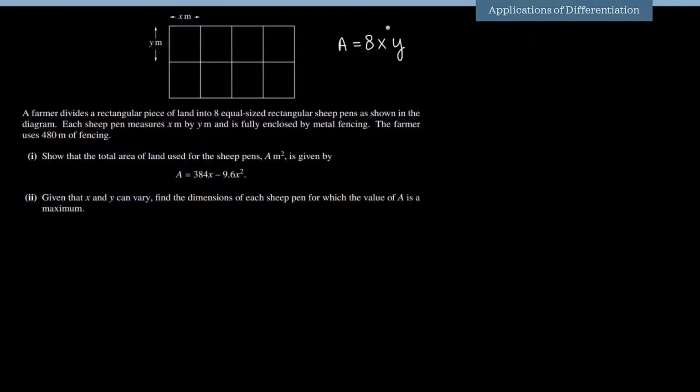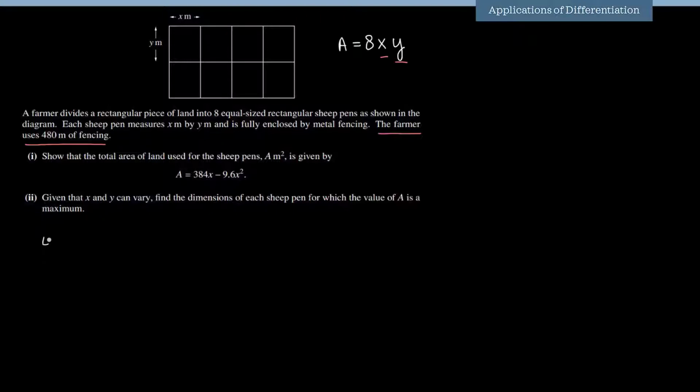But right now, this equation is in terms of x and y. I need to form an equation of A in terms of x only. So I need to eliminate this y and bring some term of x in place of it. To do that, I am going to use the fact that the farmer uses 480 meters of fencing. So that means that the total length of all of these lines over here sums up to 480.